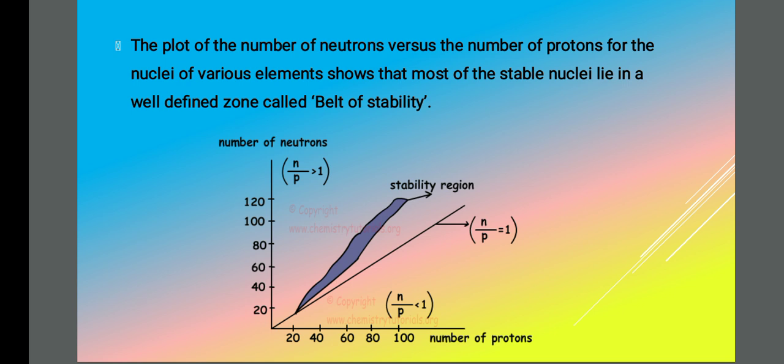If you see the graph, the x-axis is the number of protons and the y-axis is the number of neutrons, and the number of protons and number of neutrons of various nuclei are plotted in this graph. We have an area which is said to be a stable area where the N by P value is 1, and this particular area we call the belt of stability.